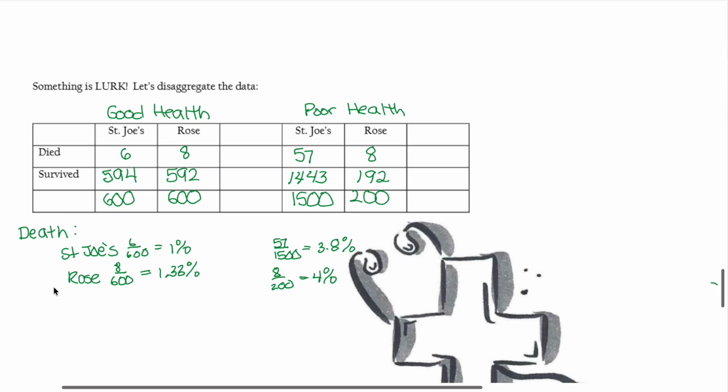And we surprisingly find out that at St. Jules Hospital, for the patients having good health taking the surgery, the death rate is only 1%, while for the patients who have poor health, the death rate is 3.8%. For Rose Hospital, for patients with good health, the death rate is 1.33%, and for patients with poor health, the death rate is 4%. So you can see that the data is really different depending on the condition of the patients.